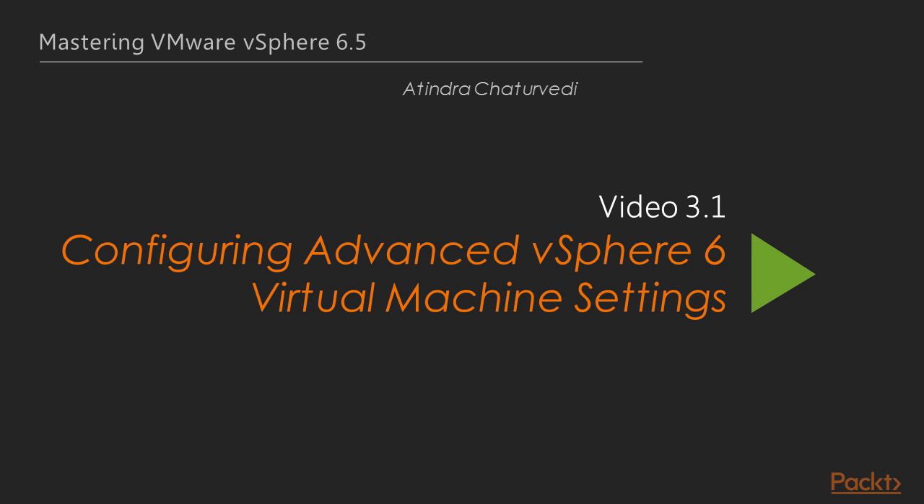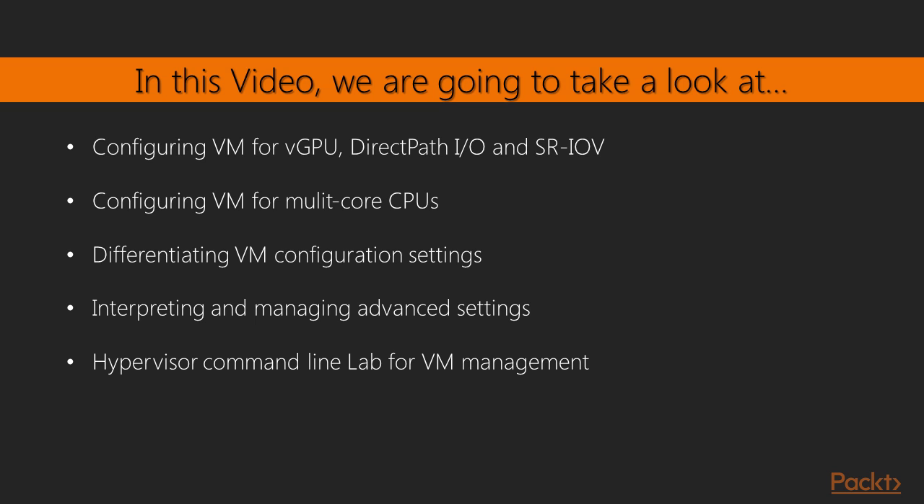In this video, we are going to configure advanced vSphere 6 virtual machine settings. We will look at configuring virtual machines for virtual graphical processing units. We will look at DirectPath I/O as well. We will go through the process of understanding what it actually means, as well as SR-IOV. We will configure our VMs to utilize modern multi-core CPUs. And of course, among the various VM configuration settings, we look only at the advanced settings.